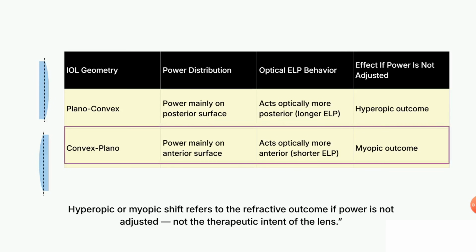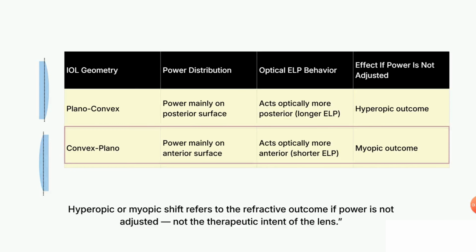Then the convex-plano IOL, in contrast: here the anterior surface is convex and most power lies anteriorly. This shifts the principal plane forward, closer to the cornea. So the lens behaves optically as if it is slightly more anterior. The effective lens position is shorter. That means the rays of light get less time to diverge before they meet the principal plane for refraction. So each diopter here behaves stronger. There's going to be more convergence per diopter, and if unadjusted, it will lead to a myopic outcome.